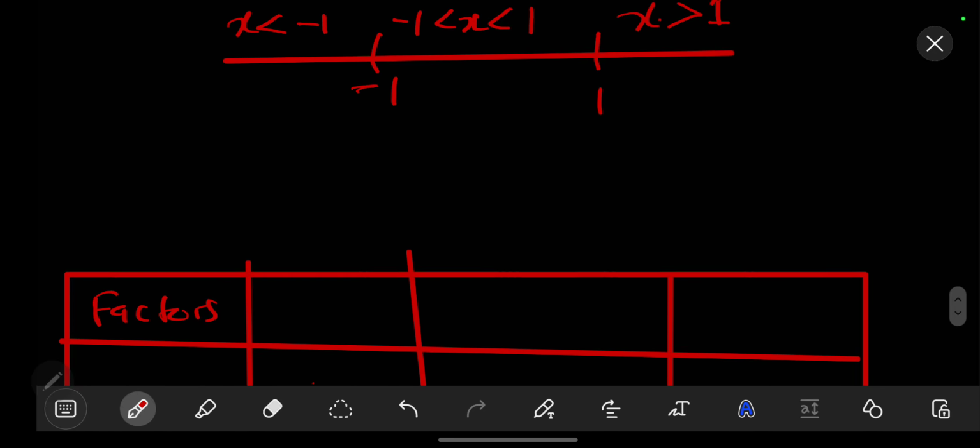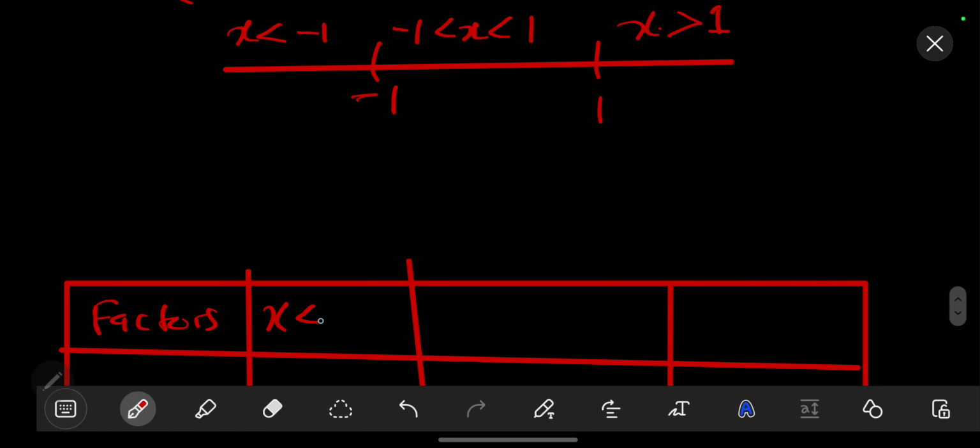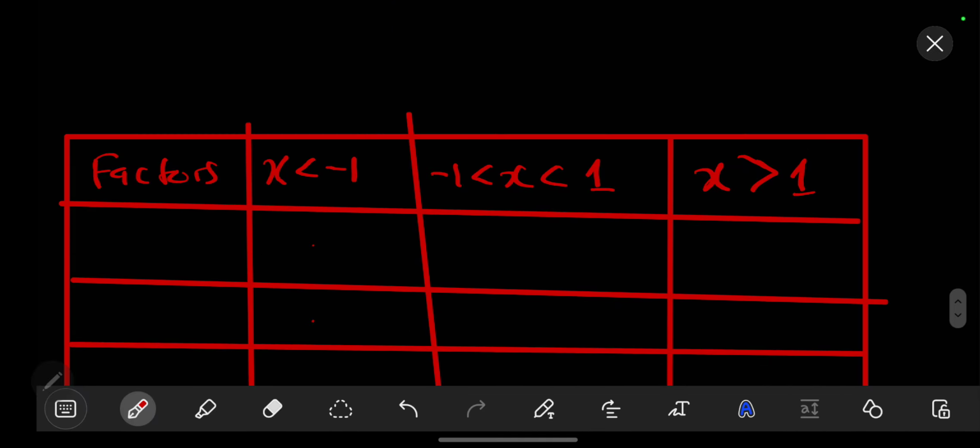So this is what we are going to use. We have x is less than -1. The other one is saying that we have -1 less than x, while x is less than 1. Then the last one is x is greater than 1, like that. So this is what we are going to have. When we do that, if x is less than -1, it means the value of x could be -2, any value that is less than -1.